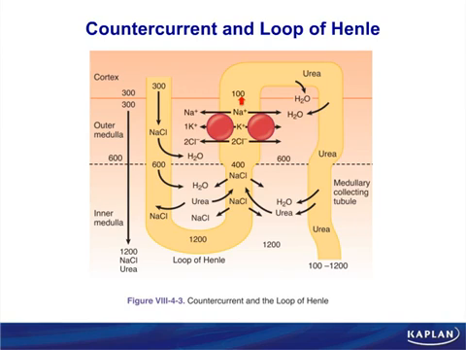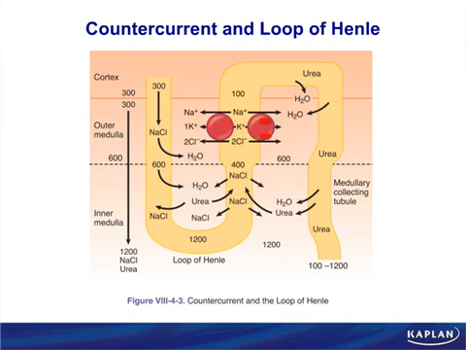That's highly concentrated. Now you go back up the ascending loop of Henle, and now you get to the thick ascending loop of Henle, which is impermeable to water. Now, by hydrolyzing ATP, you actively reabsorb electrolytes, and you keep water in the ultrafiltrate. Now the ultrafiltrate becomes very dilute.